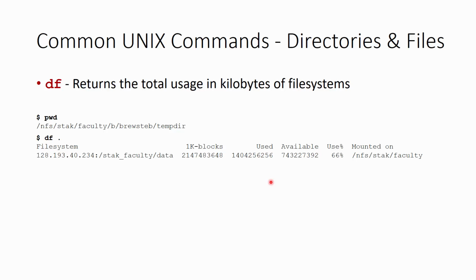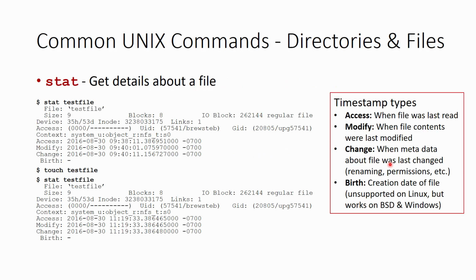We can tell how much is available, how much has been used, and what the percentage is. We can tell the mount point of it, which says where the actual data is from originally and how it has been given to us to refer to on the system that I'm currently using. So when I say pwd, I see it as NFS stack faculty, and I see that because that is the name it was given when it was originally mounted to this system.